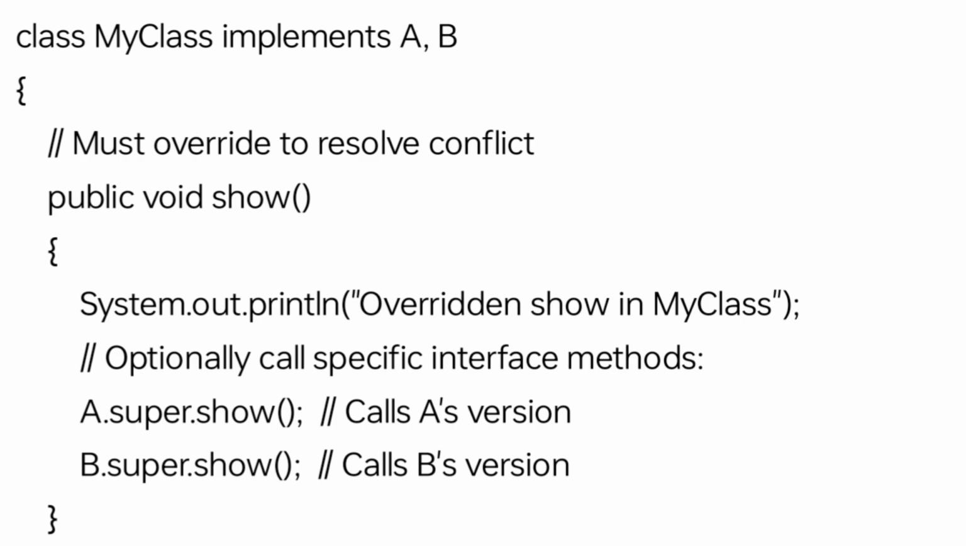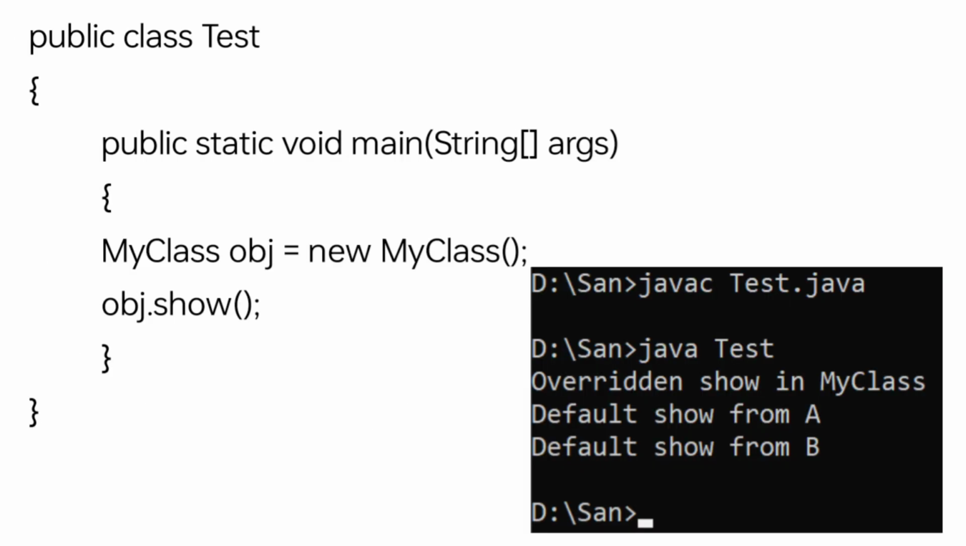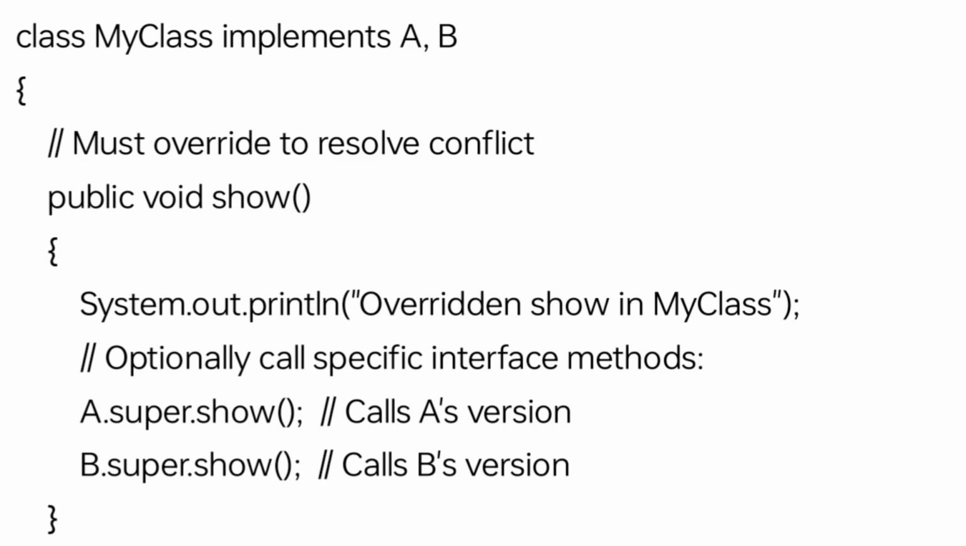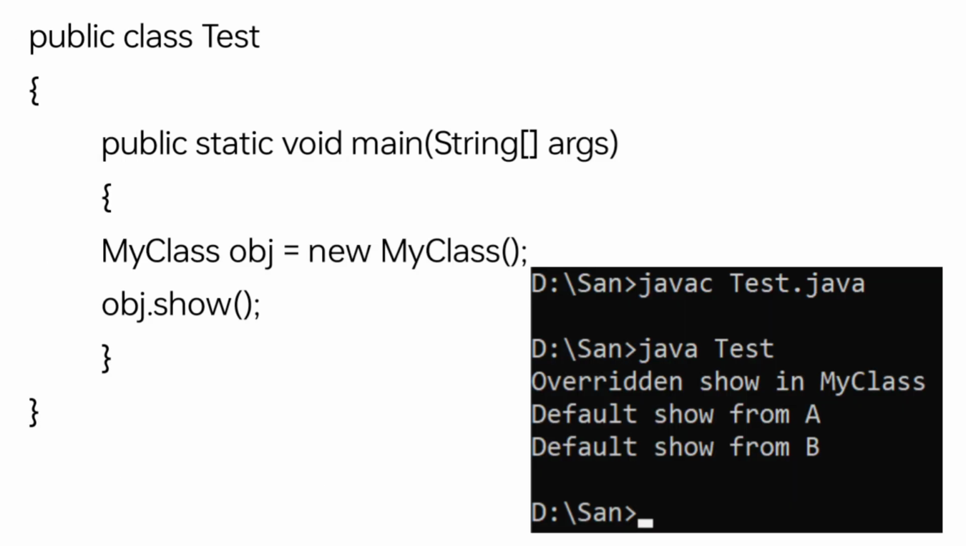A.super.show means interface A's show method will be executed. B.super.show means the method defined in the B interface will be executed. So during object creation, the show method defined in the derived class will be executed. In the derived class, using the super keyword, the method defined in the A interface and the method defined in the B interface will be executed. So this is the output for this program.